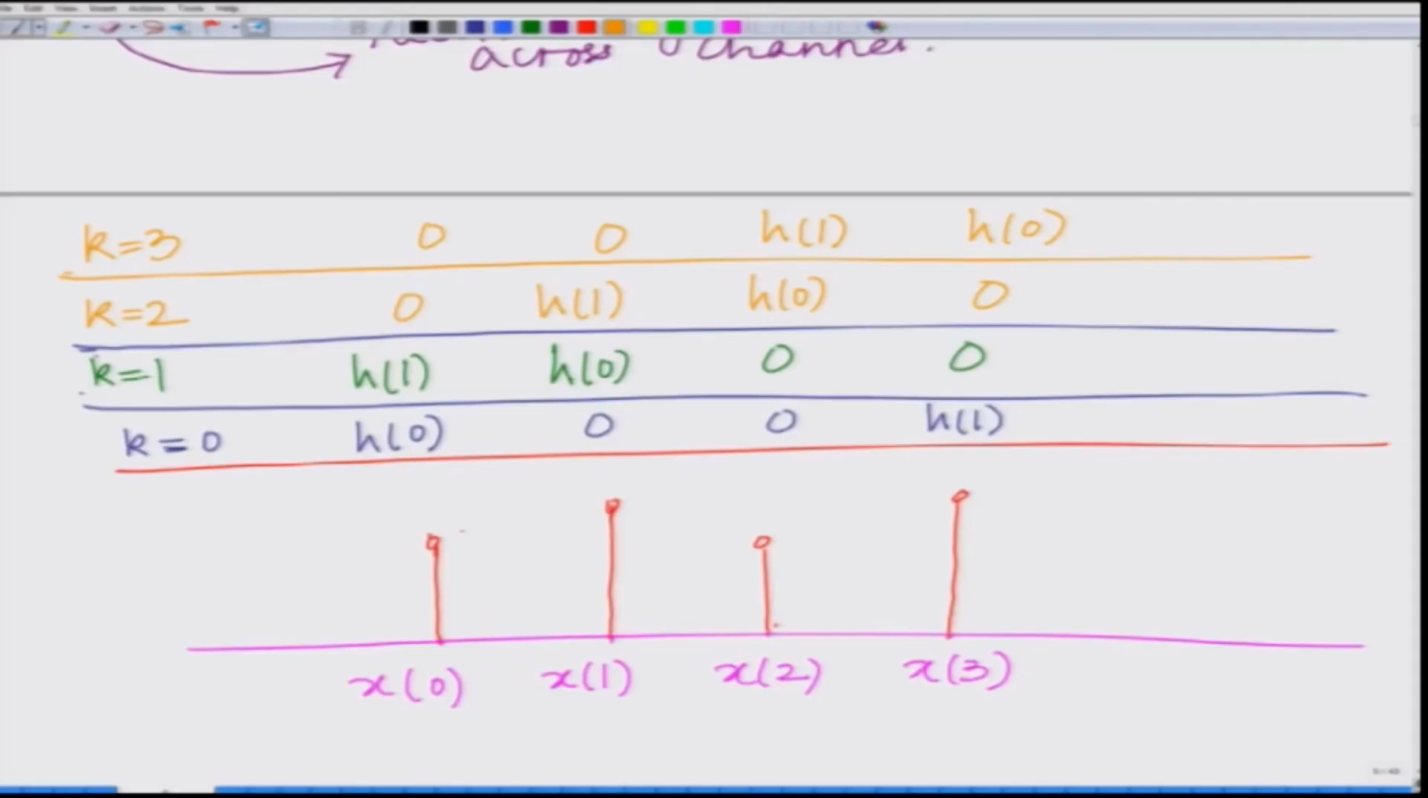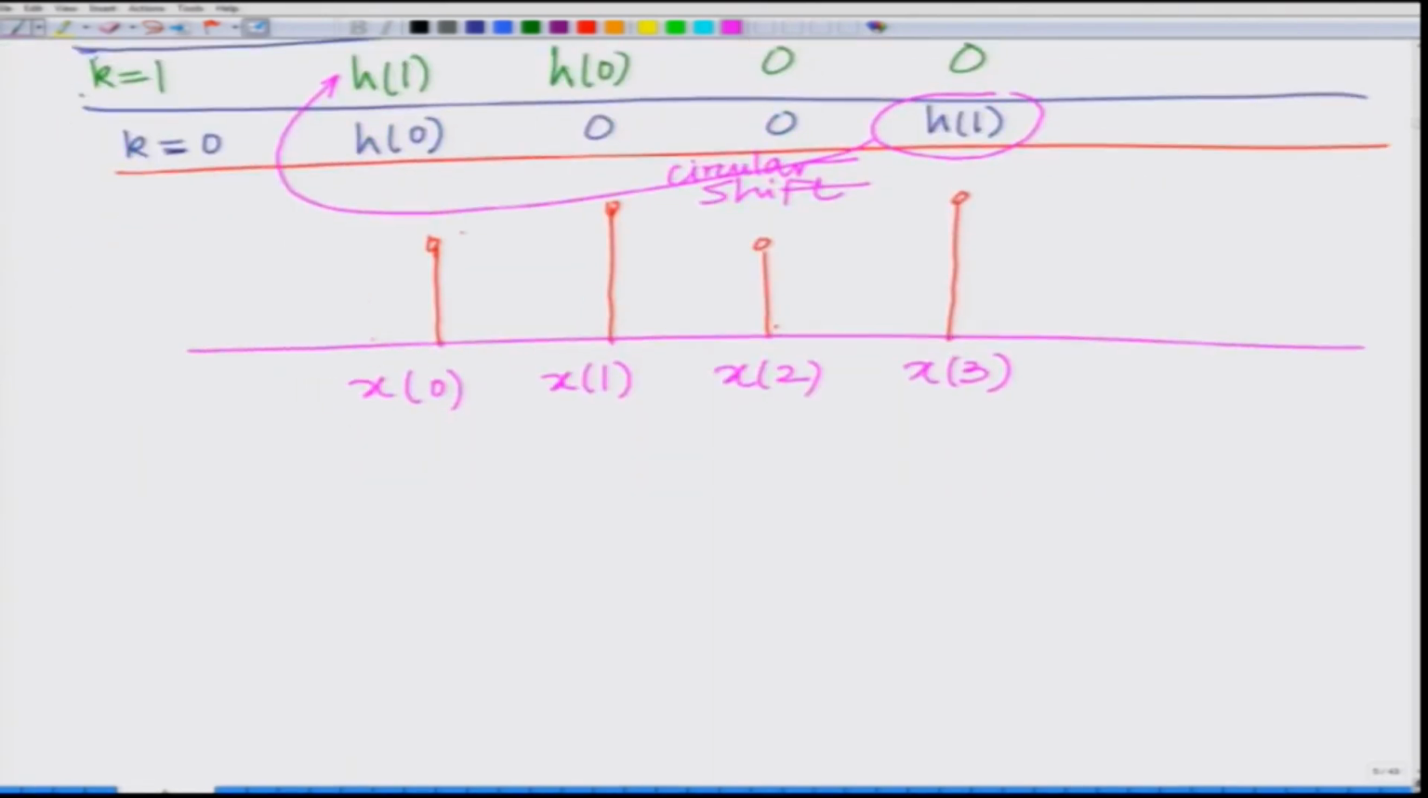In the first step we have H0, H1. In the next step H1 has circularly shifted to the left, and H0 has moved to the right. If you observe this, this is basically a circular shift. In the next step both H1 and H0 have moved to the right. So, this is basically a circular shift of the channel filter over the symbols X0 and X1.